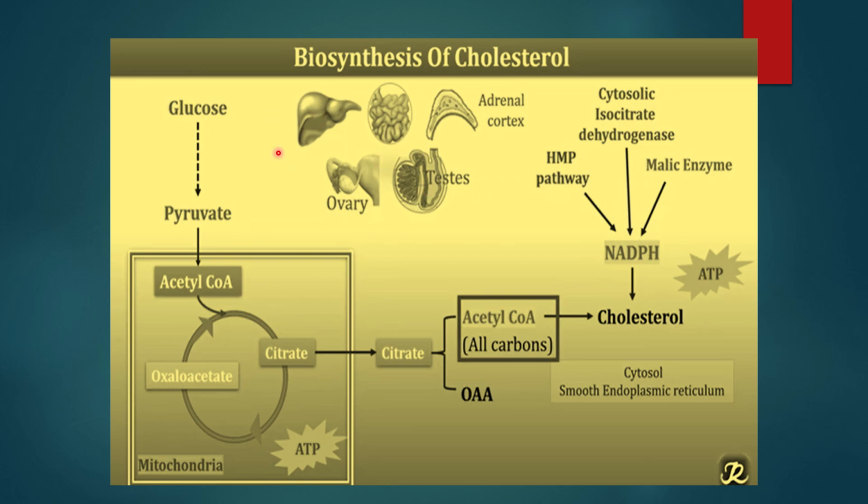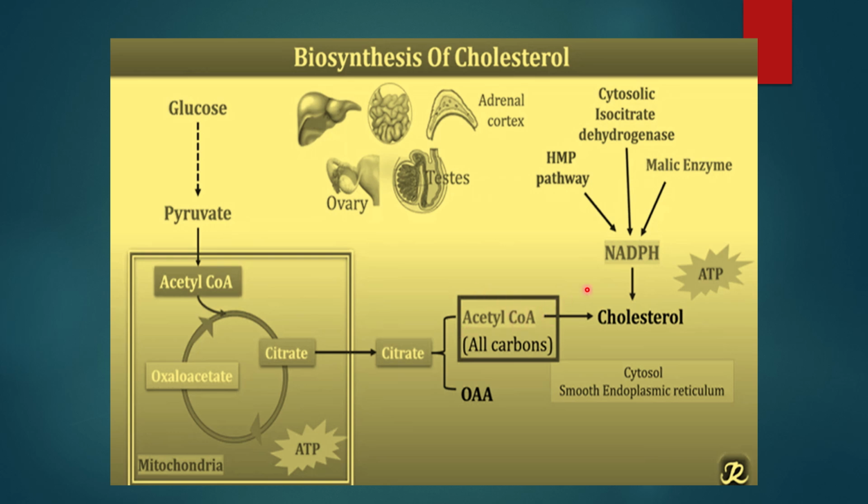So how is it synthesized? The two major precursors for synthesis of cholesterol are acetyl coenzyme A and NADPH. The source of acetyl coenzyme A is glycolysis, from glucose to pyruvate, and pyruvate can be converted into acetyl coenzyme A. This acetyl coenzyme A in the mitochondria converts to citrate with the help of oxaloacetate. This citrate comes out into the cytoplasm, and it can be broken up into acetyl coenzyme A. So this is one important source for cholesterol synthesis.